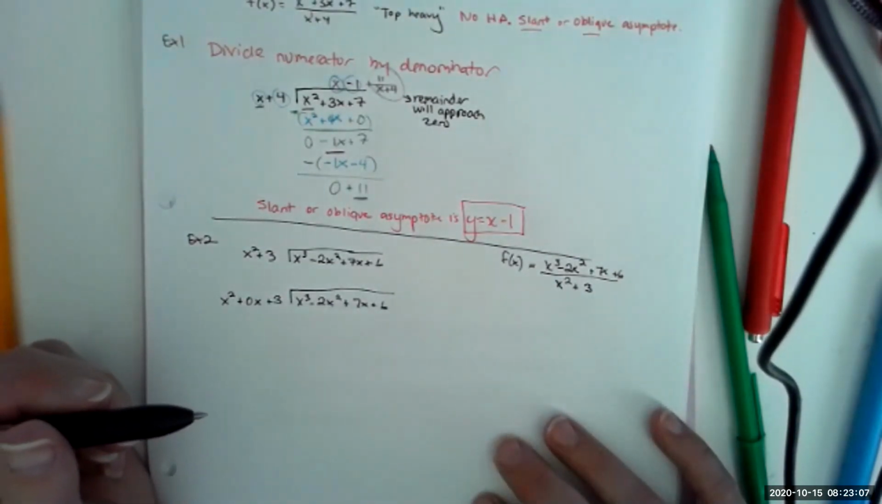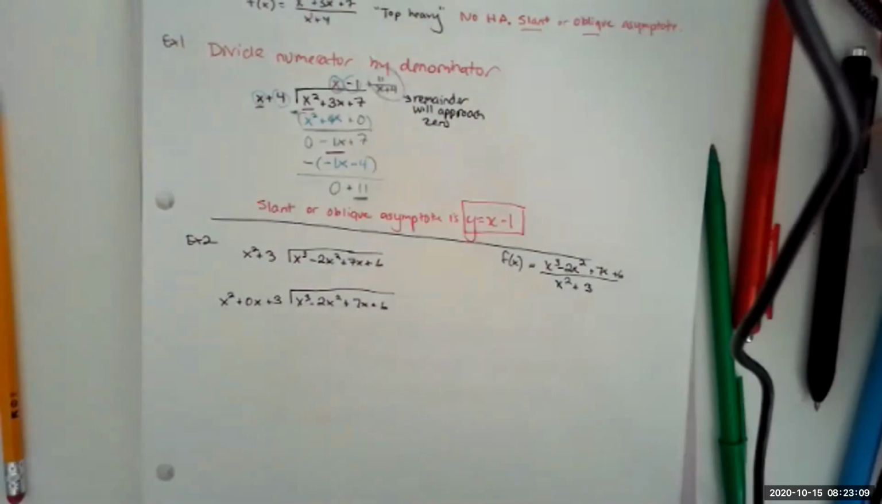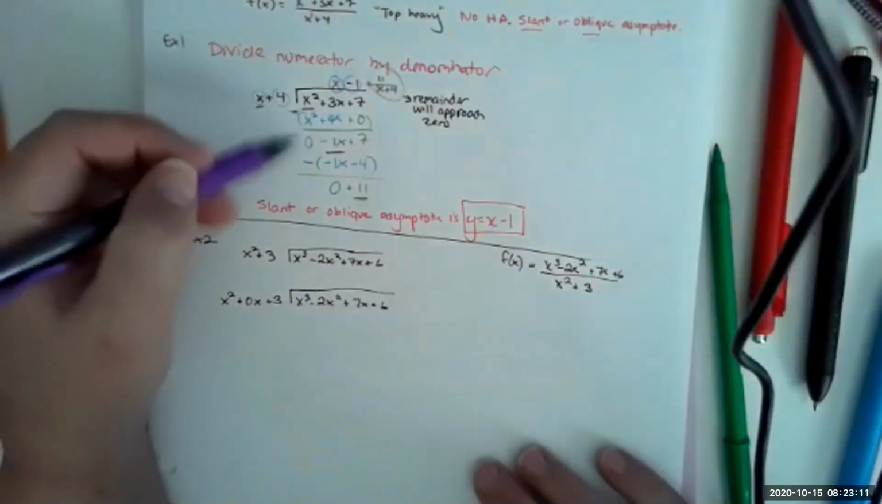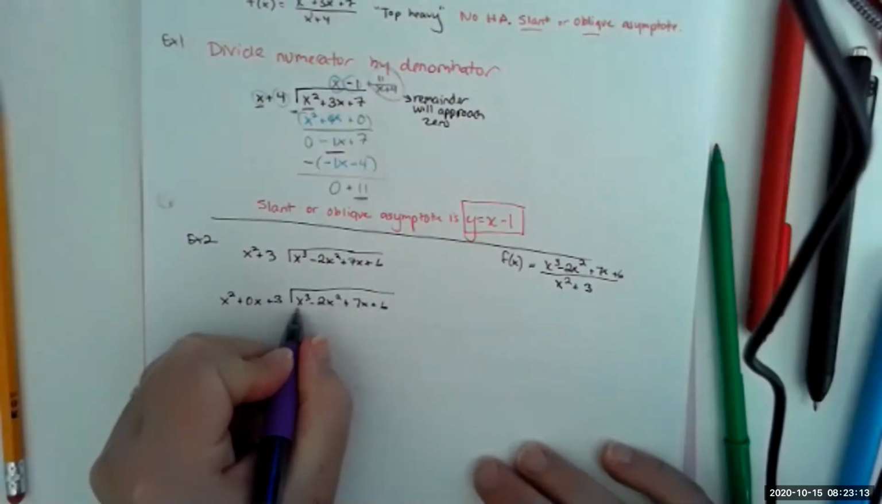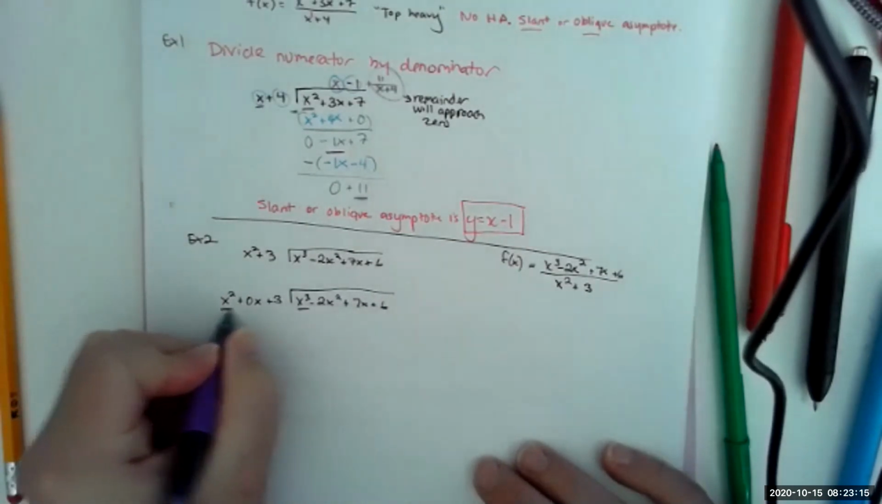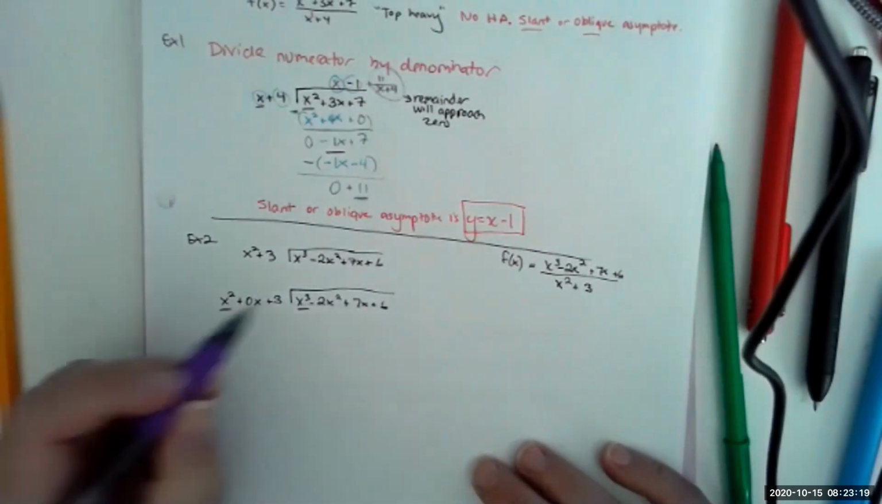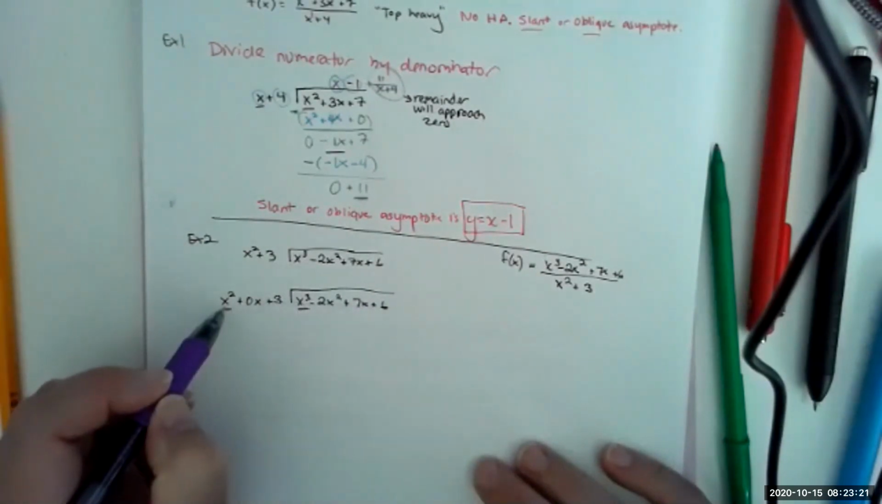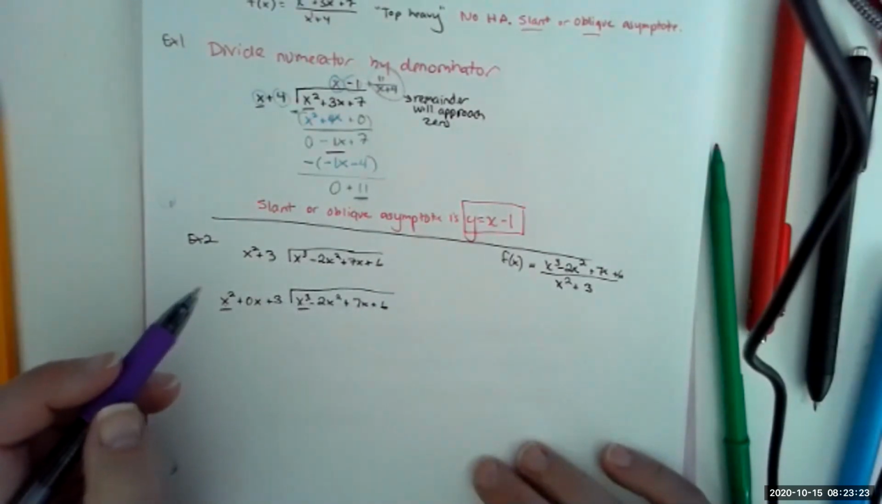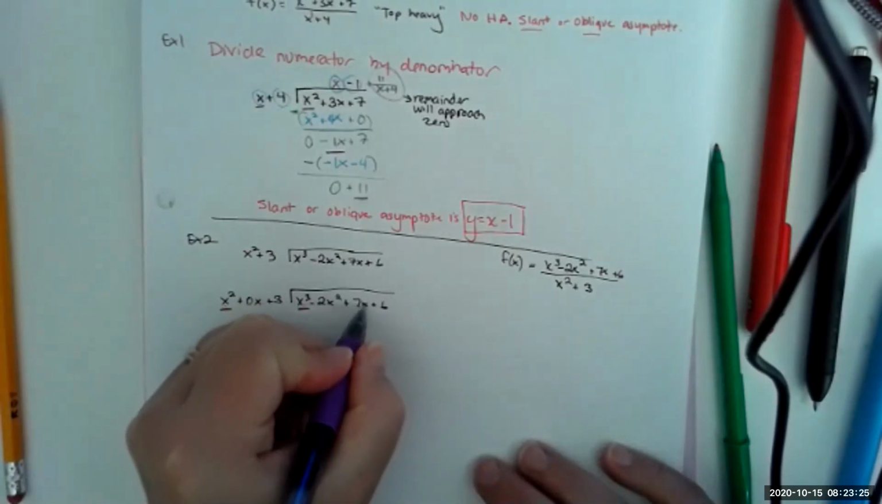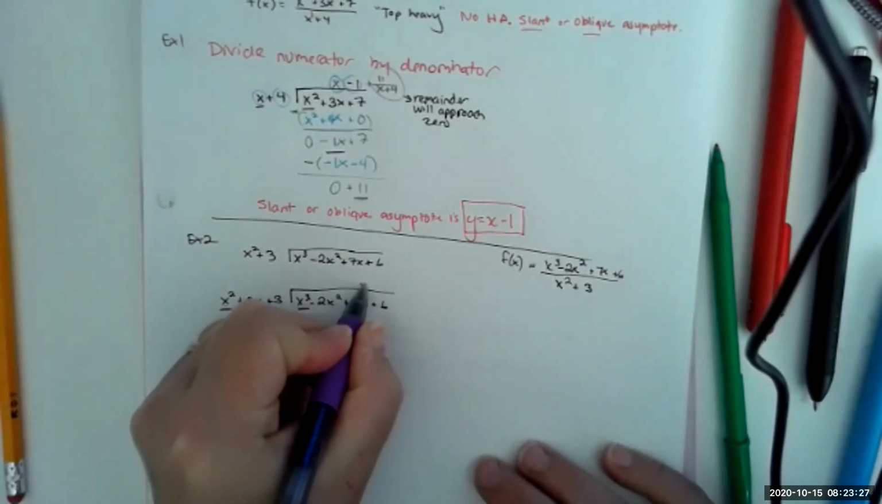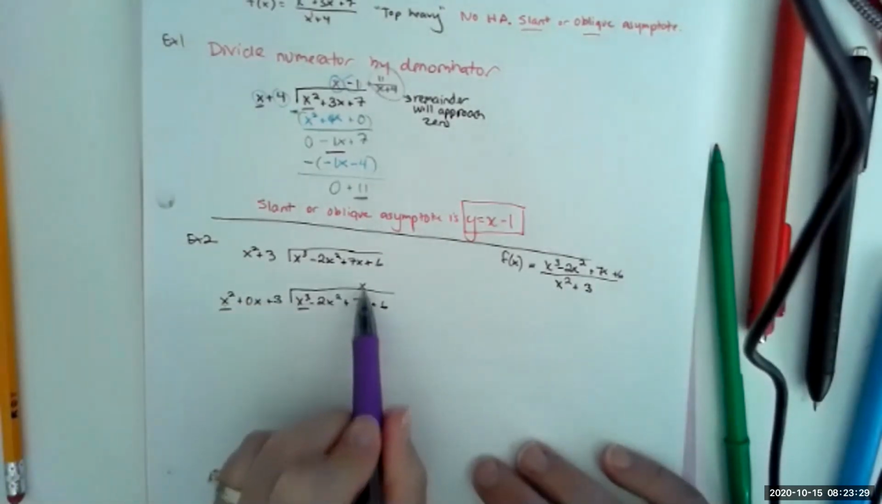I'm going to keep that same color coding that we did in example 1 here. So we're going to first just divide the leading terms. So x to the third divided by x squared is just x, right? I'm going to put that above 7x because that's where I have my degree of 1.